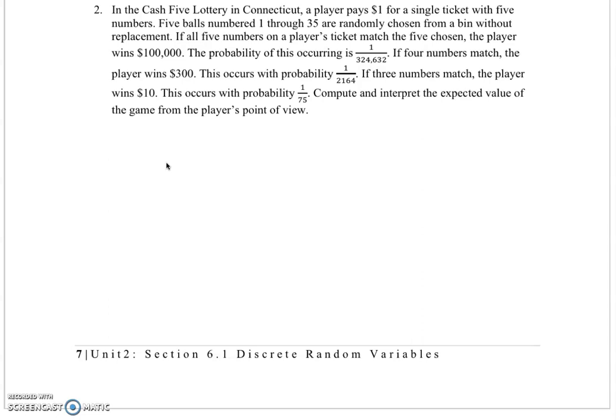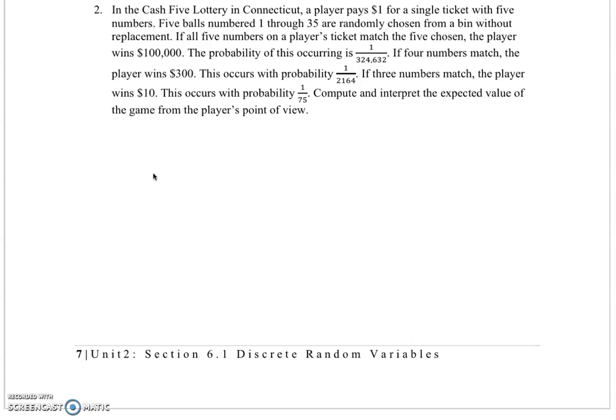Okay, let's do this last example here. In the Cash 5 lottery in Connecticut, a player pays $1 for a single ticket with 5 numbers. 5 balls numbered 1 through 35 are randomly chosen from a bin without replacement. If all 5 numbers on a player's ticket match the 5 chosen, the player wins $100,000.